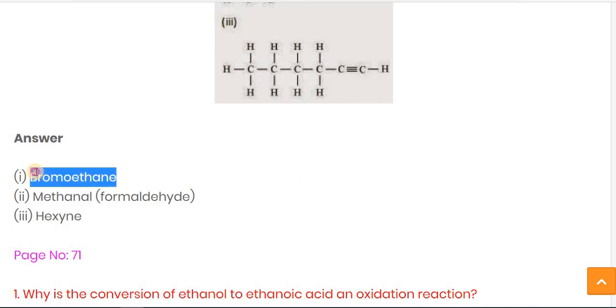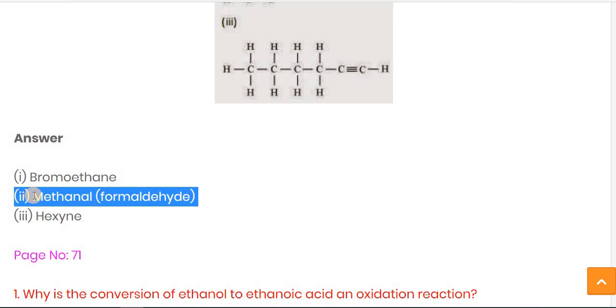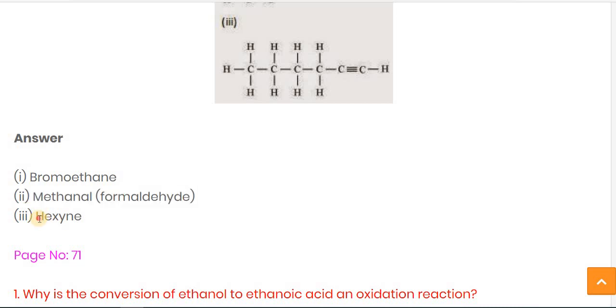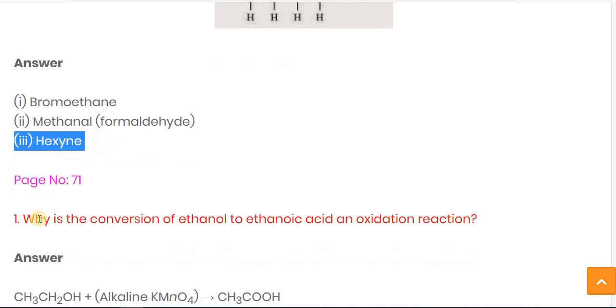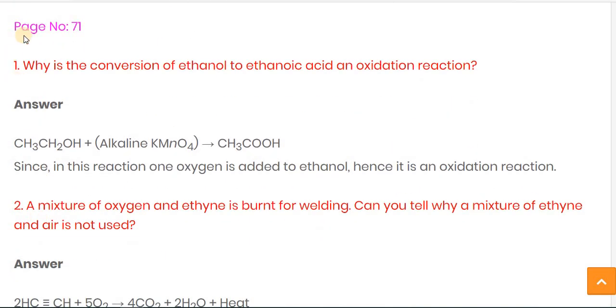The first structure is bromomethane, the second one is methanal, also known as formaldehyde, and the third one is hexene. Now let's move further, to page number 71.